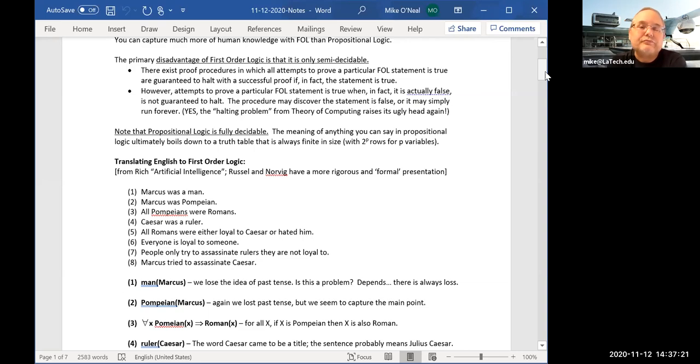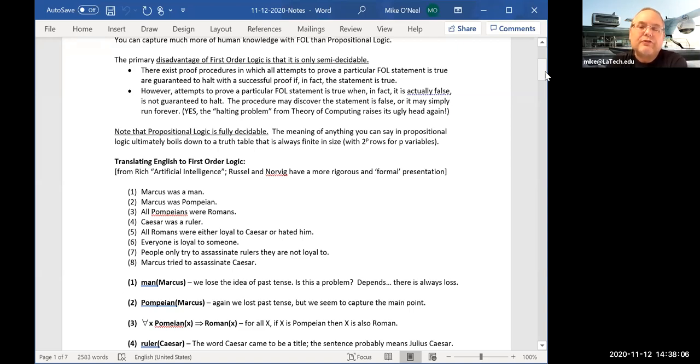However, if you try to prove that something is true when in fact it's actually false, in other words, it conflicts with what is already known, you're not guaranteed to be able to find that in first order logic. In propositional logic, if something conflicted, if something was false, you would be able to prove that. But in first order logic, you lose that. Again, let me try to rephrase it.